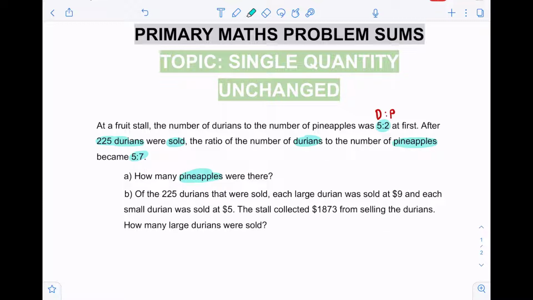Of the 225 durians that were sold, each large durian was sold at $9 and each small durian was sold at $5. The stall collected $1,873 from selling the durians. How many large durians were sold?